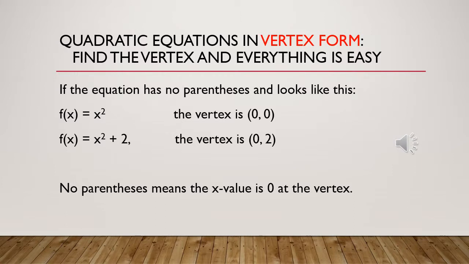If the equation has no parentheses and looks like this, f of x equals x squared plus 2, the vertex is 0, 2. No parentheses means the x value is 0 at the vertex, and the minimum or maximum value for y is going to be whatever the other number is.